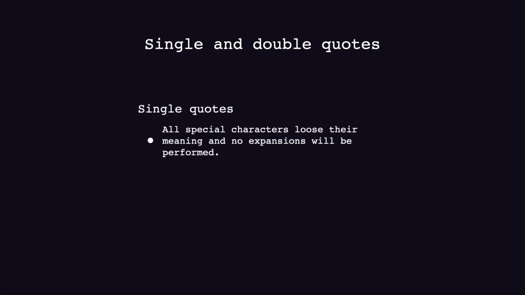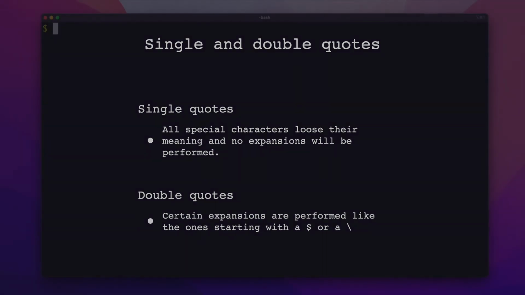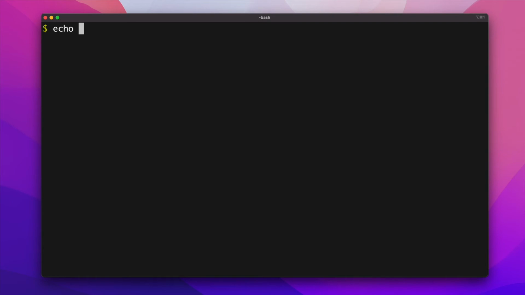And the difference is that single quotes are literal, which means that all special characters lose their meaning and no expansions will be performed, whereas double quotes allow for certain expansions like the one starting with the $ or \, for example. This behavior can easily be illustrated using the exit status expansion you know. If we run this command surrounding the exit status expression with double quotes, we see that the expression is actually expanded into a number, whereas when surrounding it with single quotes, the shell literally prints the $? characters.